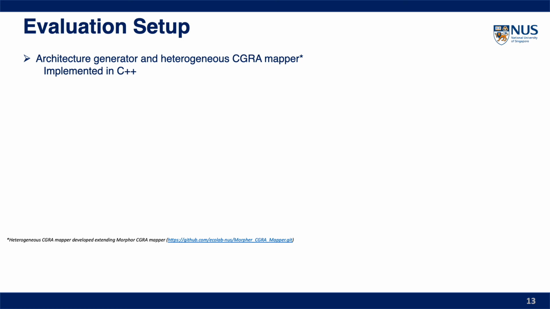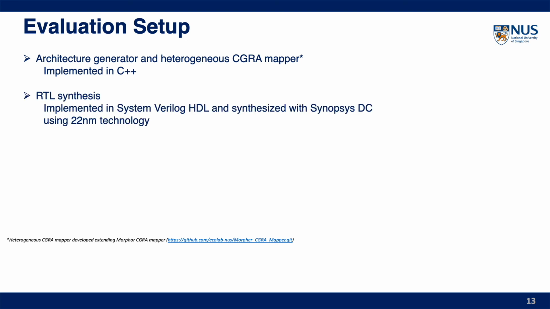Next I am moving to implementation details. REVAMP has an architecture generator and a heterogeneous CGRA mapper. Both are developed in C++. The heterogeneous mapper is developed on top of the Morpher CGRA mapper framework. A configurable SystemVerilog code defines the architecture. Along with the compiler-generated parameters, it will create the final heterogeneous RTL.